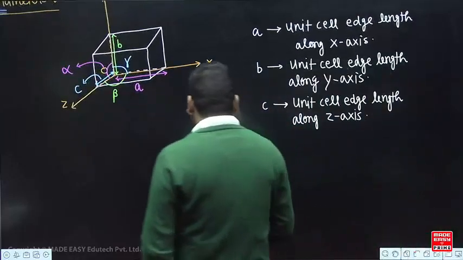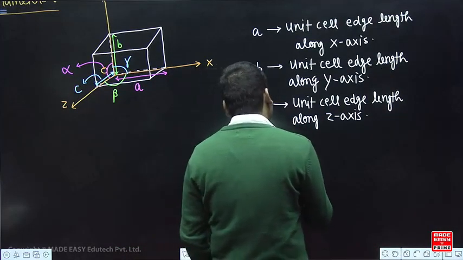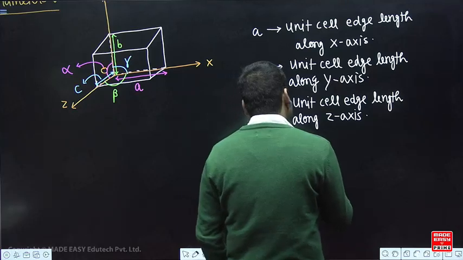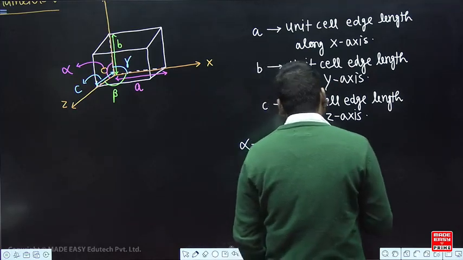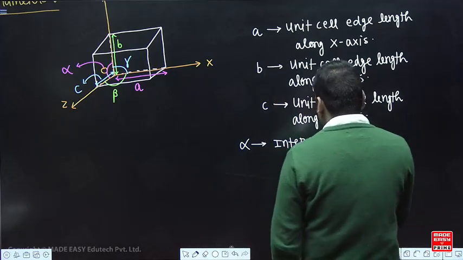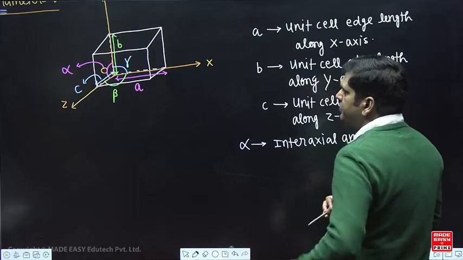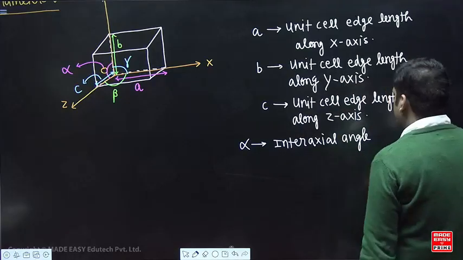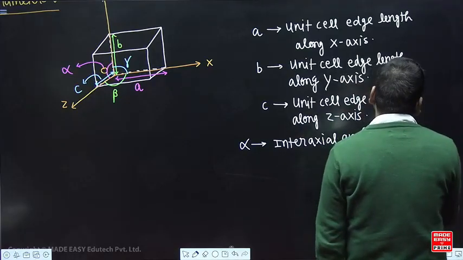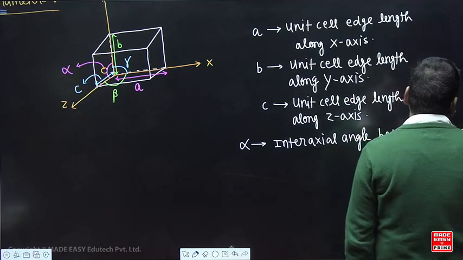Alpha is interaxial angle. Interaxial means angle between two axes. Interaxial angle between B and C.